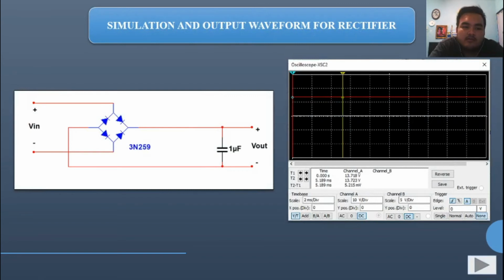This is the circuit for our rectifier on the left side, and we have been instructed to use a one micro capacitor to filter out the noise.